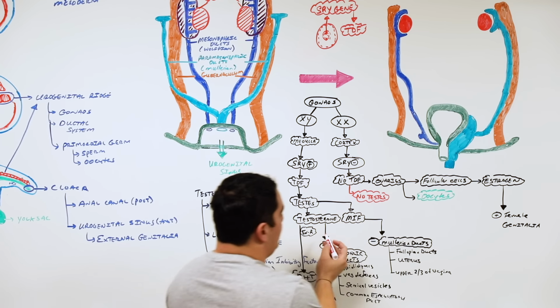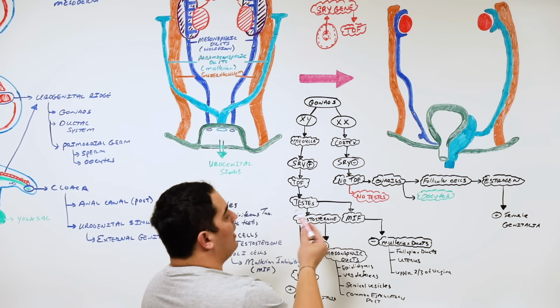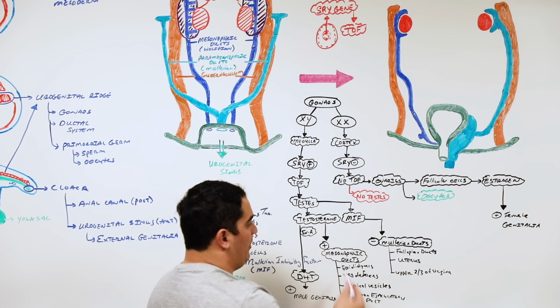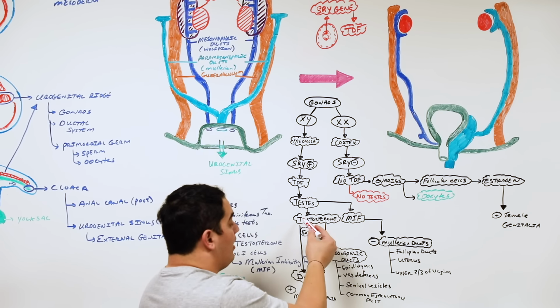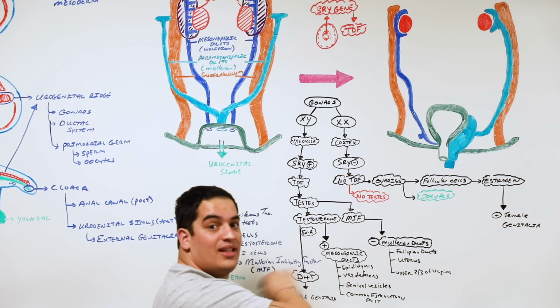If there's no testes, you don't form what type of molecules? What types of cells? The Leydig cells, which form testosterone. So testosterone isn't going to stimulate the formation of the mesonephric ducts, and it's not going to be able to form male external genitalia by getting converted into DHT. So that process is gone.